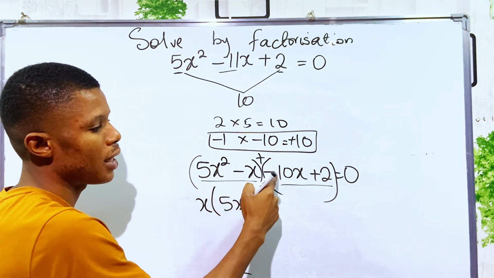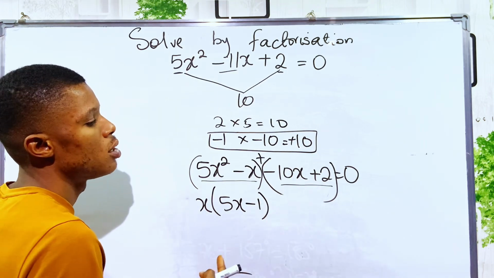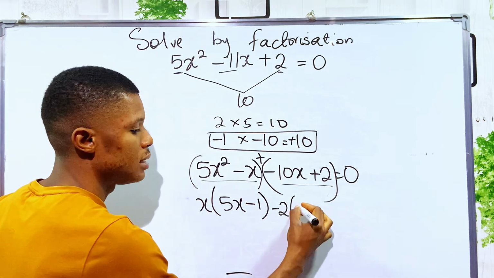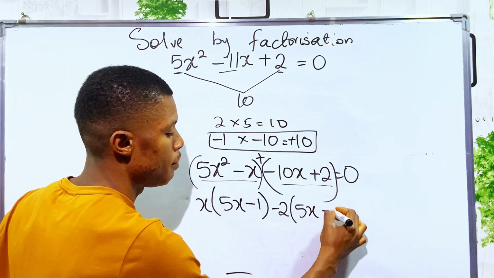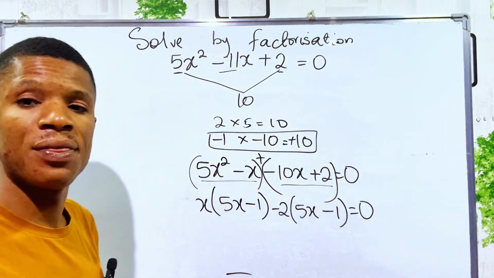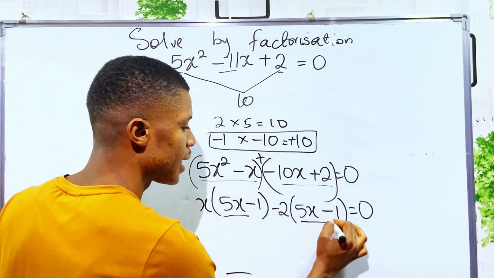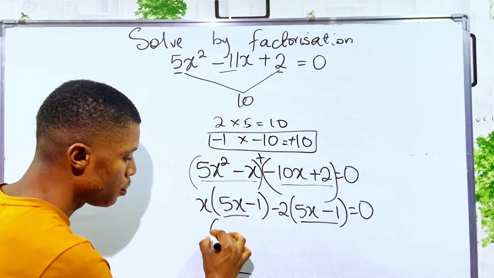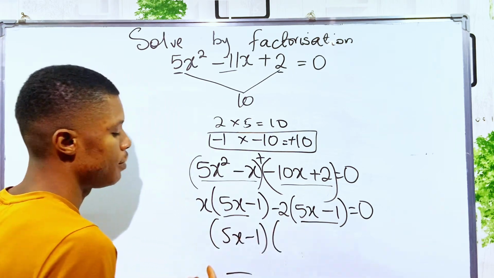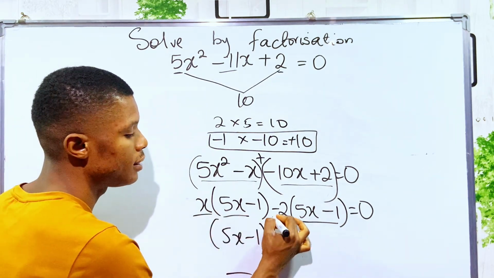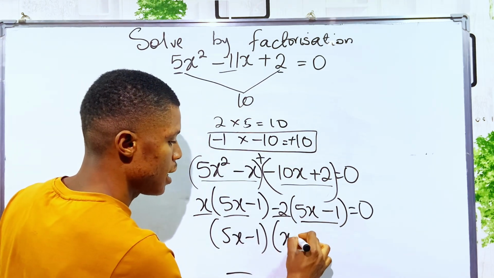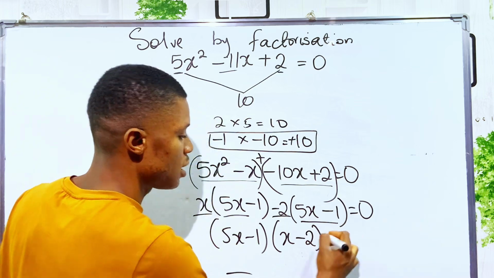Then in the second bracket, the common term here is what? Minus 2. If you factor minus 2, you are left with 5x minus 1, and it's equal to 0. At this time, you observe that the two brackets are the same. So you are going to pick one, 5x minus 1, then multiplied by another bracket. But the things that will fill in the bracket are the numbers multiplying the common brackets, which is x minus 2, and is equal to 0.